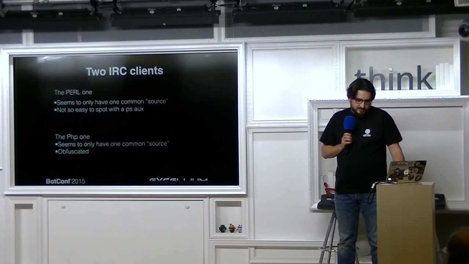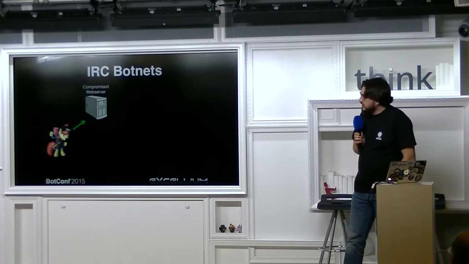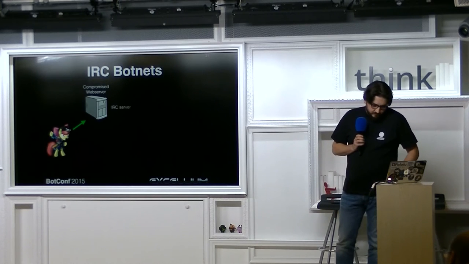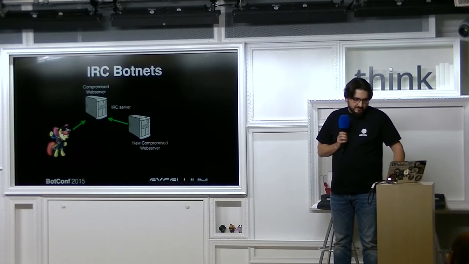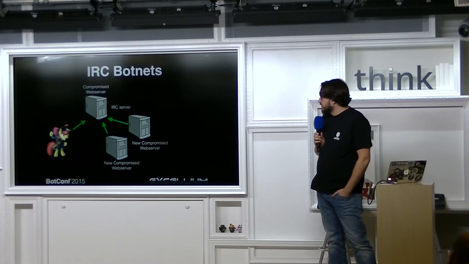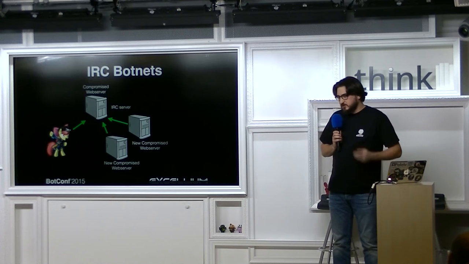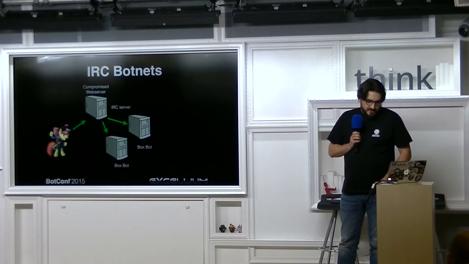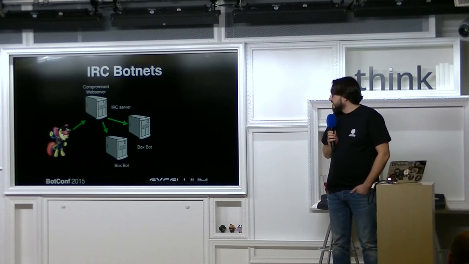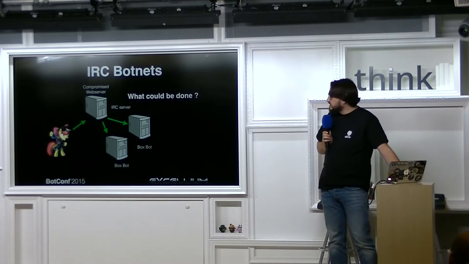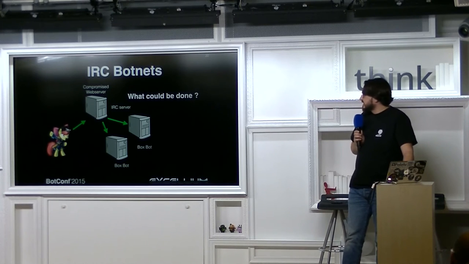So now we know that you have a botmaster, which runs the IRC server directly on a compromised web server. And you have other servers which are compromised by the previous injection. They are connecting back to this IRC server. And the botmaster, of course, has a little botnet. So what could it do with this kind of botnet?